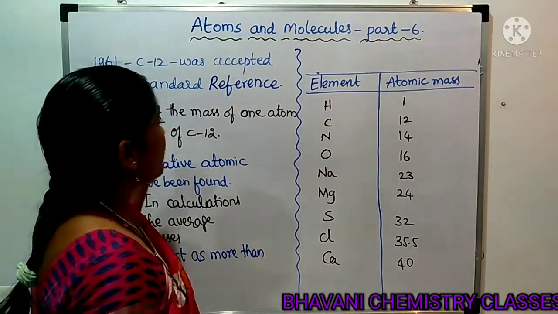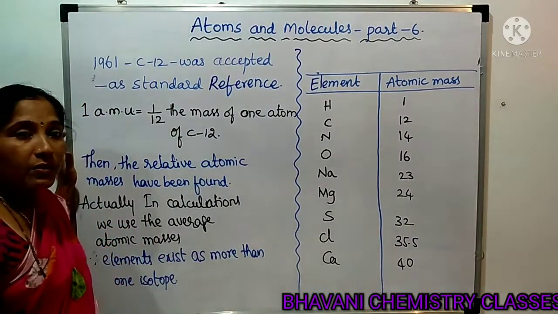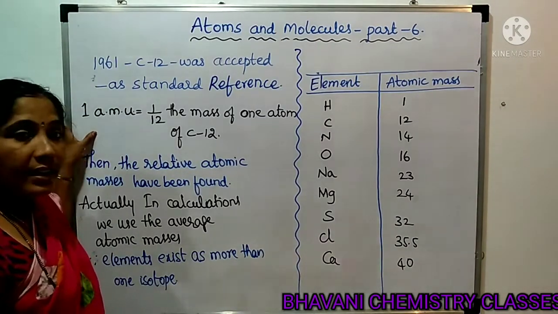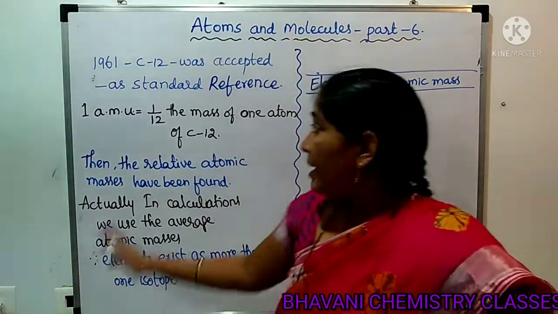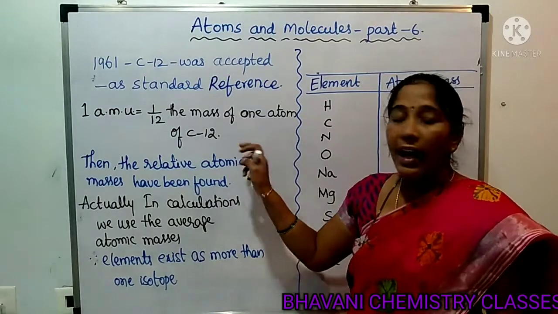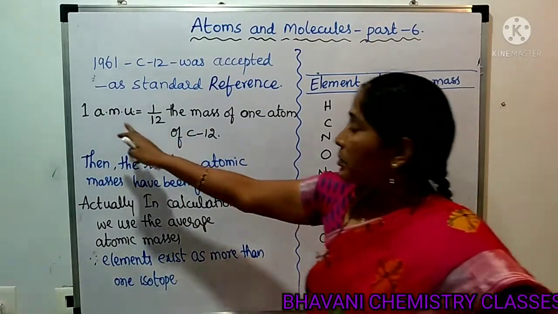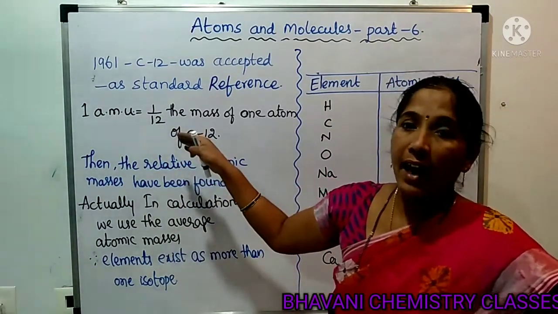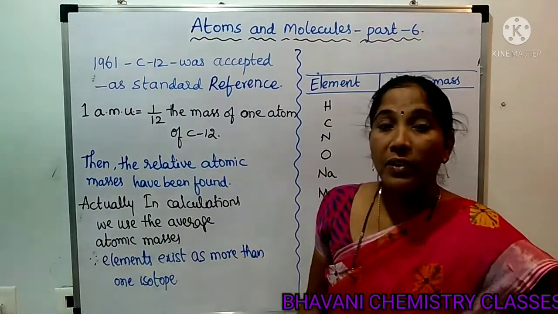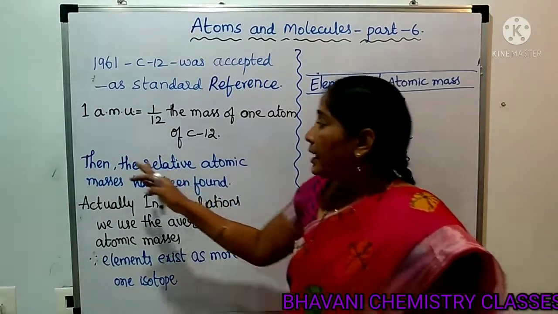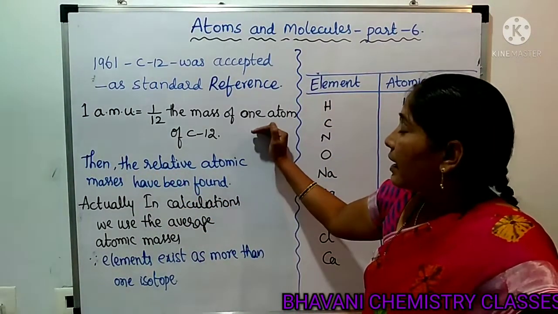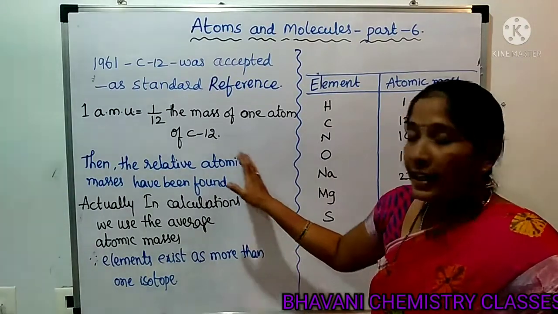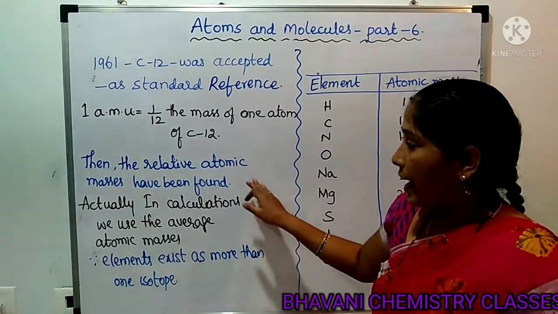So in 1961, carbon 12 was accepted by the scientists as the standard reference, and they have assigned one AMU as the 1/12 the mass of one atom of carbon 12 isotope. AMU means what? One atomic mass unit is equal to 1/12 the mass of one atom of carbon 12 isotope. Then according to this AMU, they have found the relative atomic masses of all other elements or atoms.